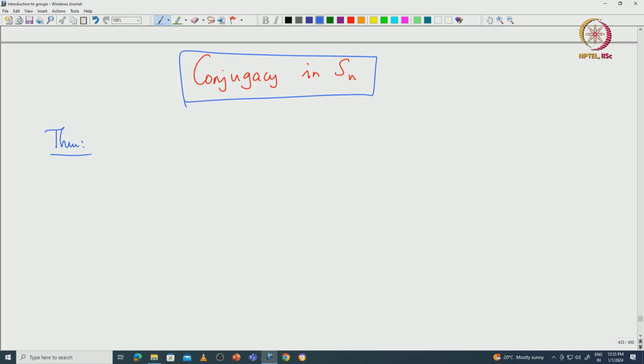This is a very important result in order to understand a given permutation. You take any permutation sigma in Sn. Okay. So it is a product of transpositions. They are not necessarily distinct.